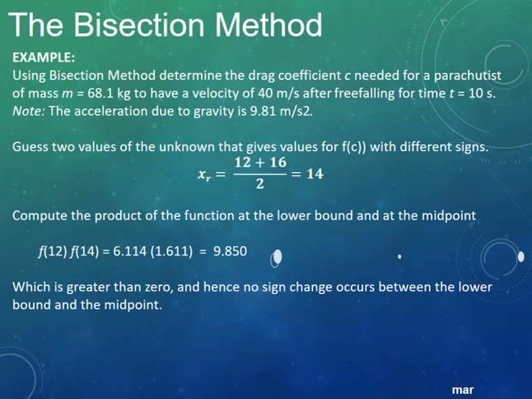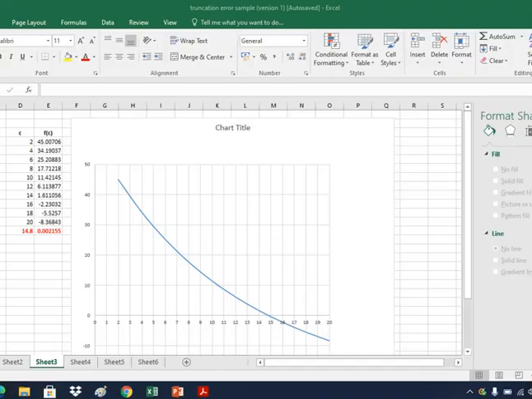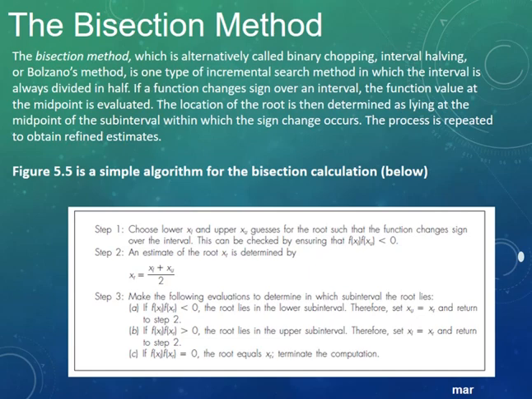Okay? So let's have some example so that you can understand the steps mentioned for the bisection method. Using the bisection method, determine the drag coefficient needed for a parachutist of mass M. This problem is almost similar to the graphical methods, but now we will use the bisection method. This is the problem from earlier in the graphical methods. The first step: choose lower XL and upper XU. These are just guesses for the root.